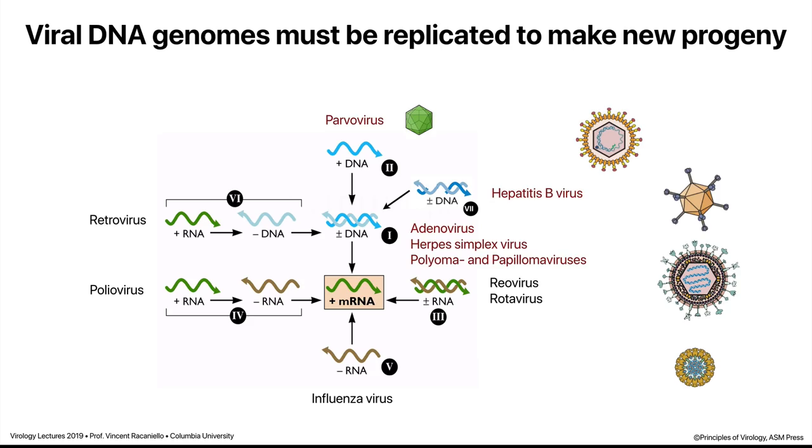Here is the cast of characters that we're going to be looking at today, very similar to last time when we talked about transcription of DNA templates. The viruses we're going to be looking at today include parvoviruses with single-stranded DNA genomes, hepatitis B virus with gapped double-stranded DNA genomes, and adenoviruses, herpes simplex viruses, polyoma and papilloma viruses with fully double-stranded DNA genomes. And the question we're addressing today is, how do we make more of these genomes, which typically occurs later in the infectious cycle, so that new virus particles can be made?